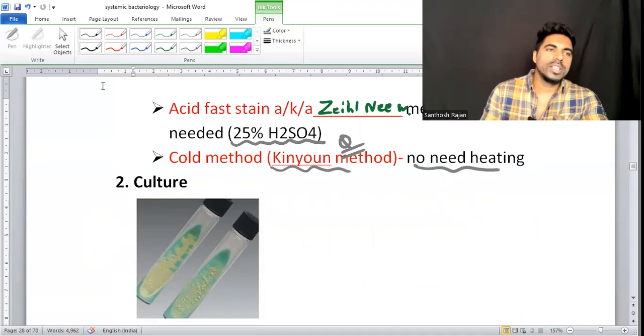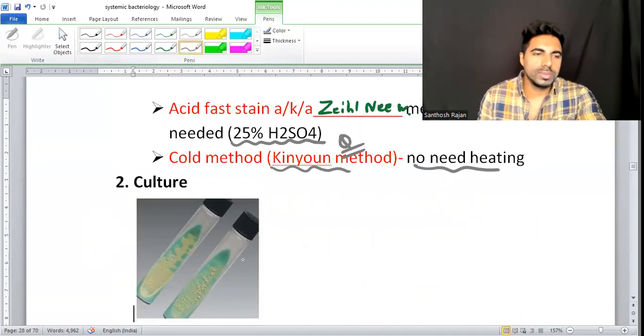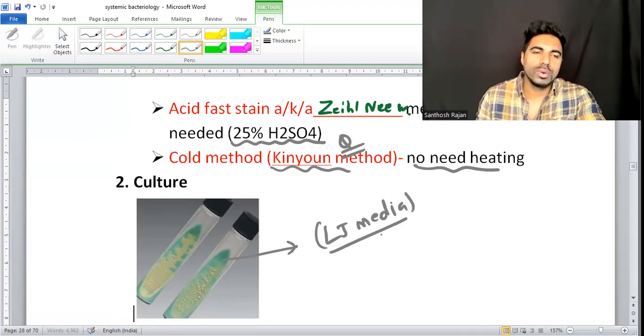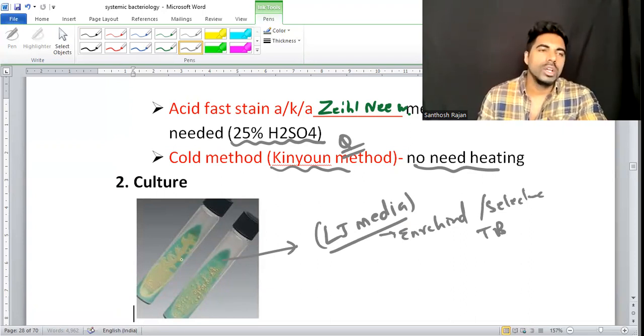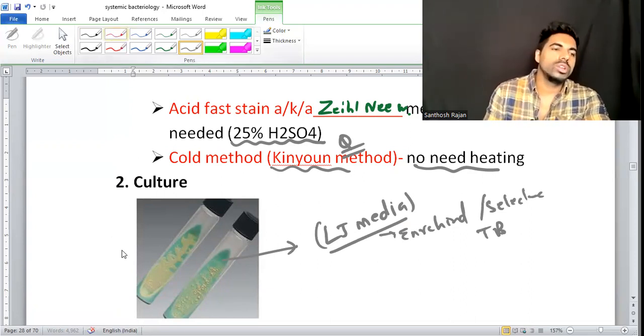Okay. Culture, this is very easy. I'm sure you must know this: any blue color media, that is your LJ media. LJ is what? Lowenstein-Jensen's media. Remember, it's one of the enriched media. It's also a selective media, enriched and selective media for TB. We have talked many times, so please remember, these are questions you shouldn't make a mistake on at all.